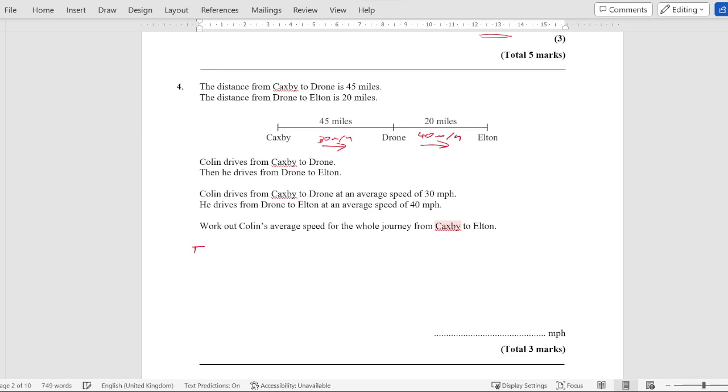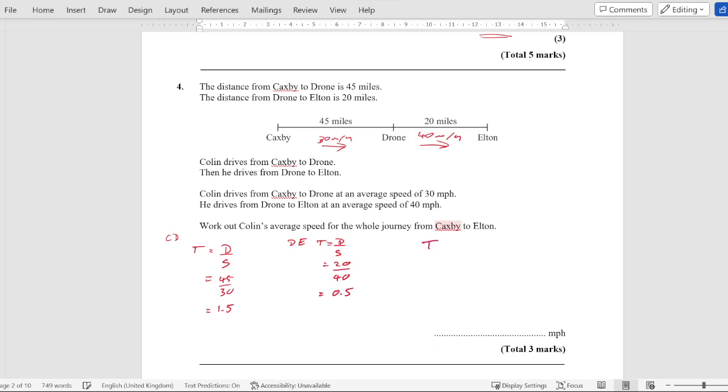I said that the time for C to D would have been equal to the distance divided by the speed, which was 45 divided by 30, which was 1.5. And I left it as 1.5. I didn't convert it into hours and minutes. For D to E, same process, time is equal to distance divided by speed. So in this case, distance was 20 and the speed was 40. So that gives you a 0.5.